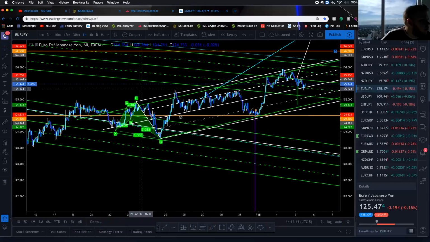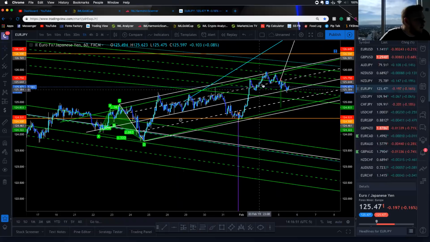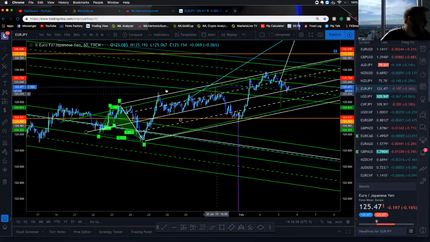Come back over here. It was respected right here, perfect for the sell. It was respected up here. It was respected right here. It was respected right here. And then it's being respected here. So this is a very, very accurate pitchfork.